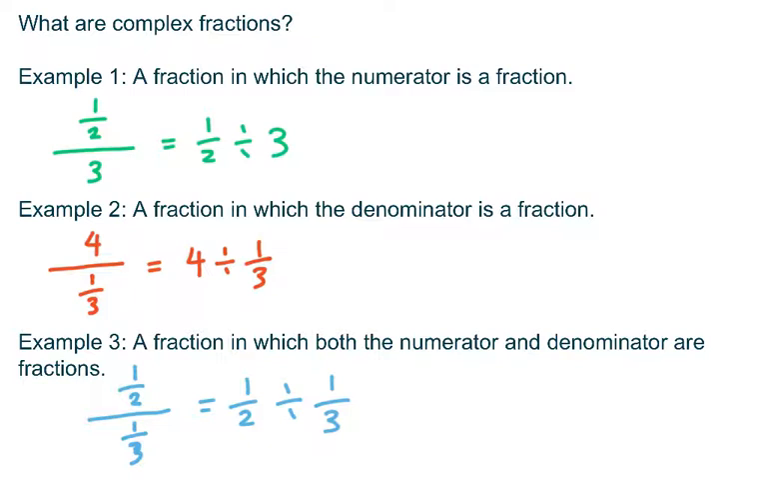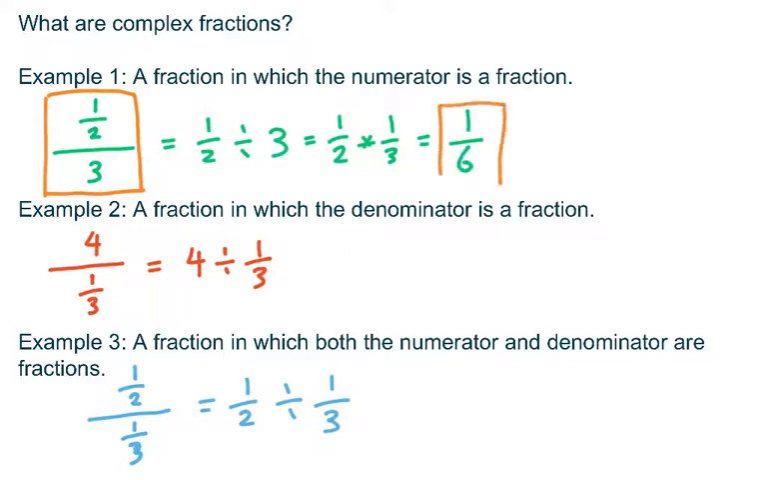If you look at example 1, right here, the numerator is a fraction, it's not an integer, and that's why we need to simplify it. So I already showed you that it means it's 1/2 divided by 3, and we can rewrite it by multiplying 1/2 by the reciprocal of 3, which is 1/3. So the answer here is 1/6. The simplest form of the given complex fraction is 1/6.